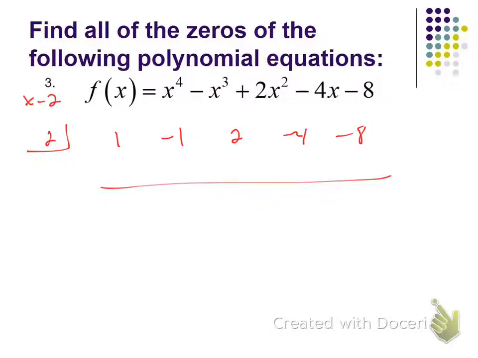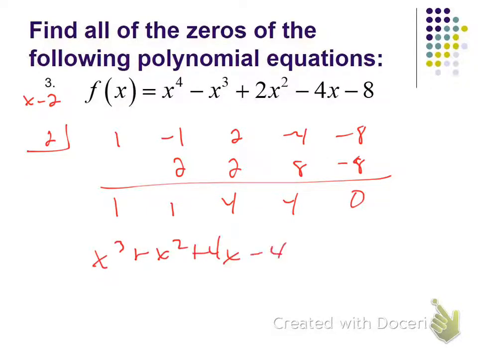Then we're going to drop this one down, multiply up, multiply up, multiply up, and multiply up, and we get a remainder of 0, which is what we want. So we drop a degree, and these are all the coefficients of a new polynomial. And from here, we want to factor. Go back to our homework from last time and factor by grouping.